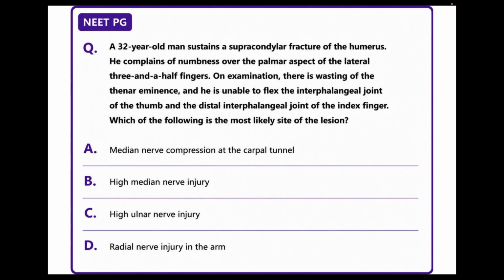You can see there, other than wrist and sensory loss, you can also see he is unable to flex the interphalangeal joint and distal interphalangeal joint. So these are the things you can also see here. So that's the reason for the median nerve, and they also gave you supracondylar fracture of the humerus. So you can go with the option high median nerve injury here.